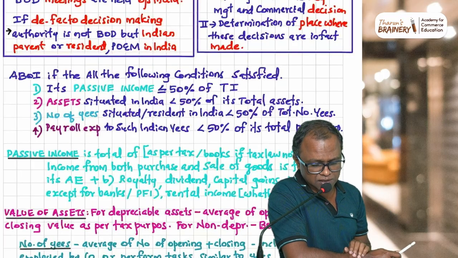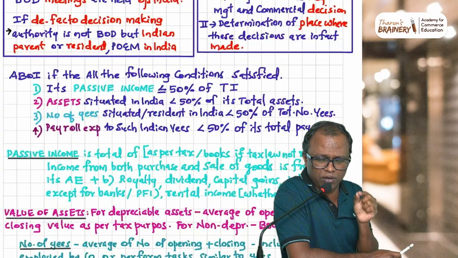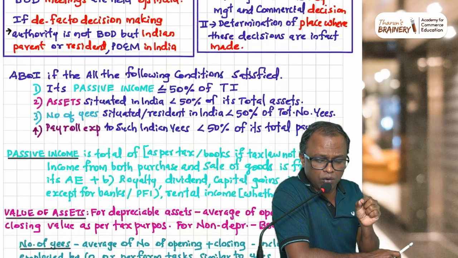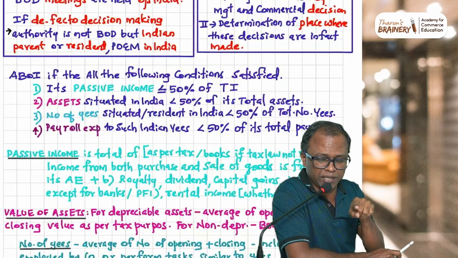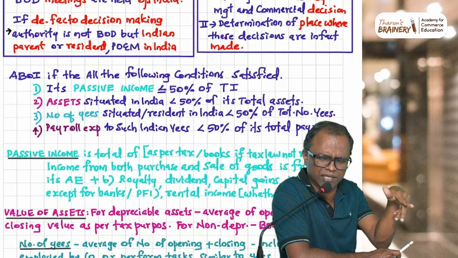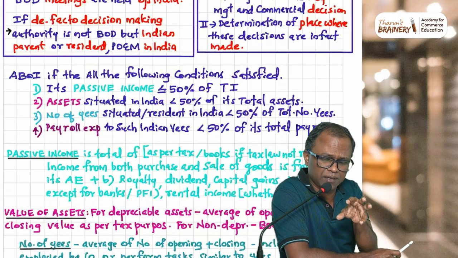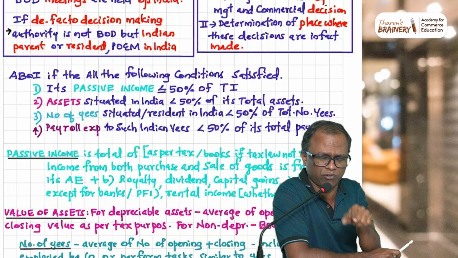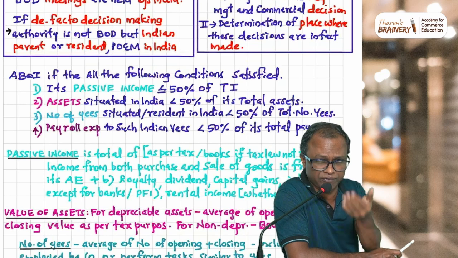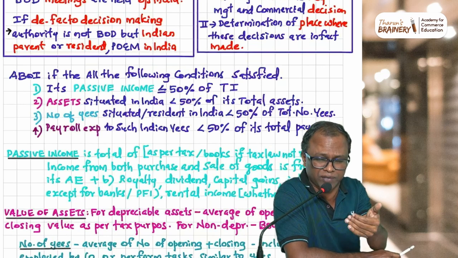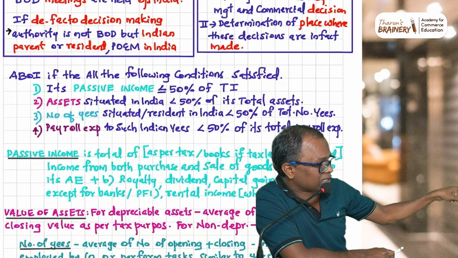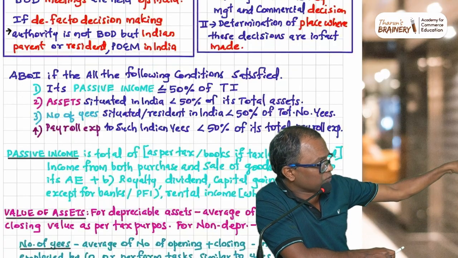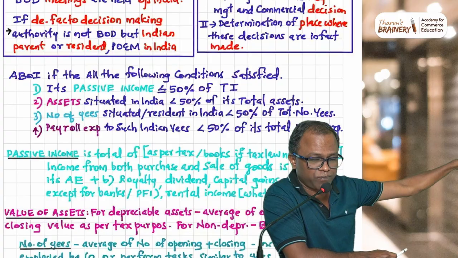So what is the first condition? The passive income of that foreign company should be less than or equal to 50% of the total income of that foreign company. Inside that total income, passive income is also included. So that passive income as a percentage of total income of that foreign company should not be more than 50%. It should be less than or equal to 50%. Remember, in all the other 3 tests, they are using the words less than, less than, less than. But in the first test, they are using less than or equal to 50%.